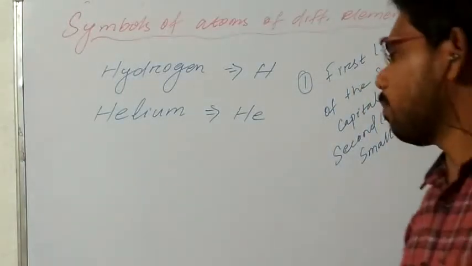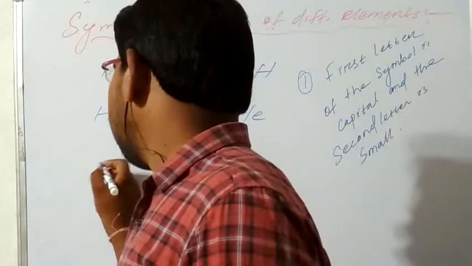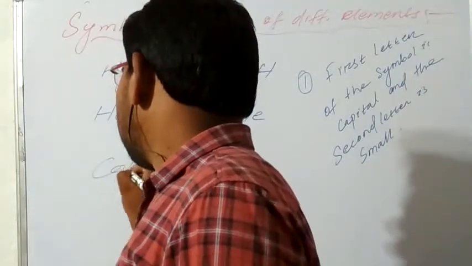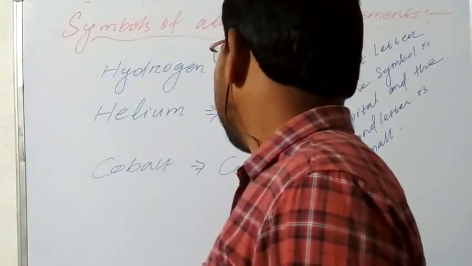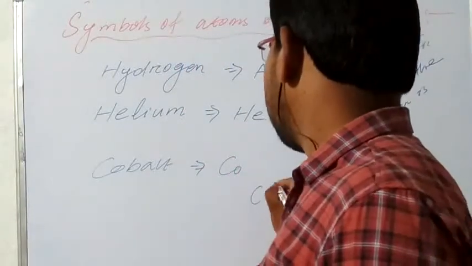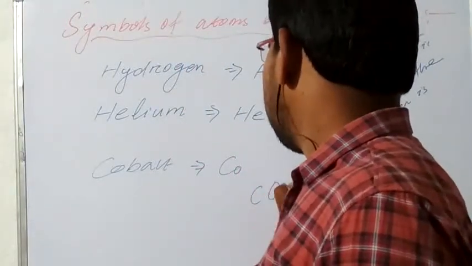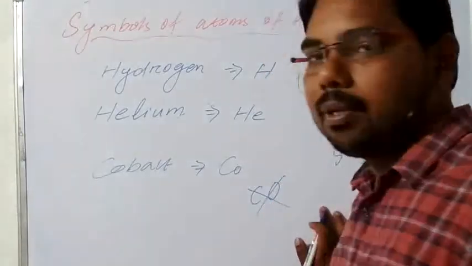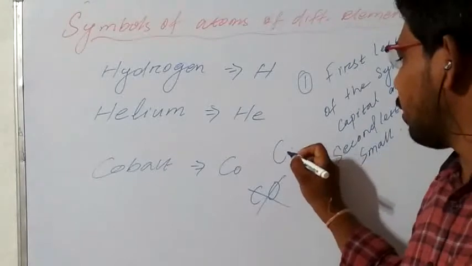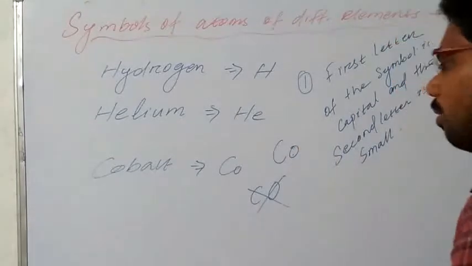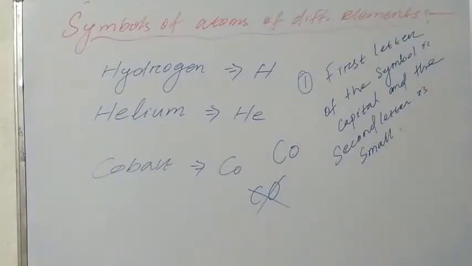For example, the symbol for cobalt is written as capital C and small o, not CO. CO, with capital O, means carbon monoxide. So capital C and small o is the symbol of cobalt.